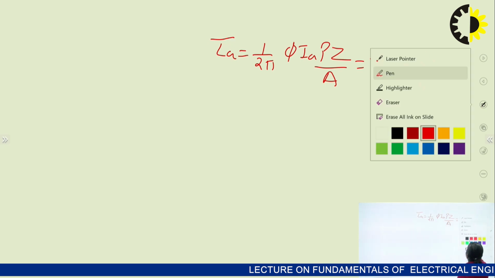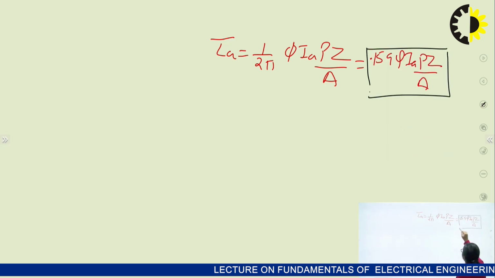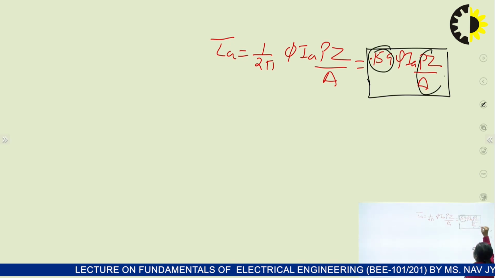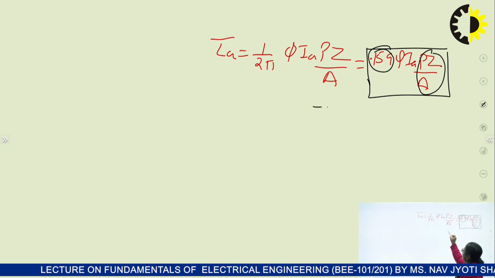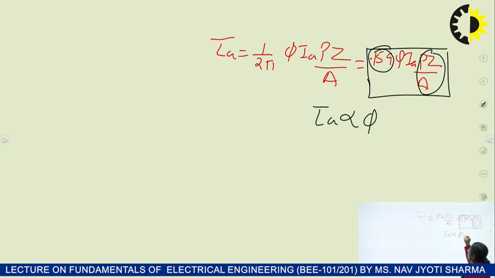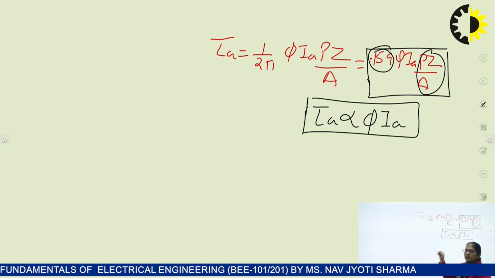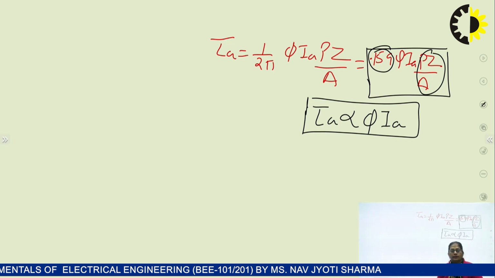This is nothing but the net torque produced in the armature. The important thing to notice over here is, as this is constant, as well as PZ by A, this is also constant. So I may say that the torque is actually proportional to phi IA. This is a very important conclusion, because based on this conclusion, we'll be going with the characteristics of DC motor. Thereby, those characteristics will decide which kind of motor would be suitable for which kind of job, which kind of applications. So we got the torque equation.